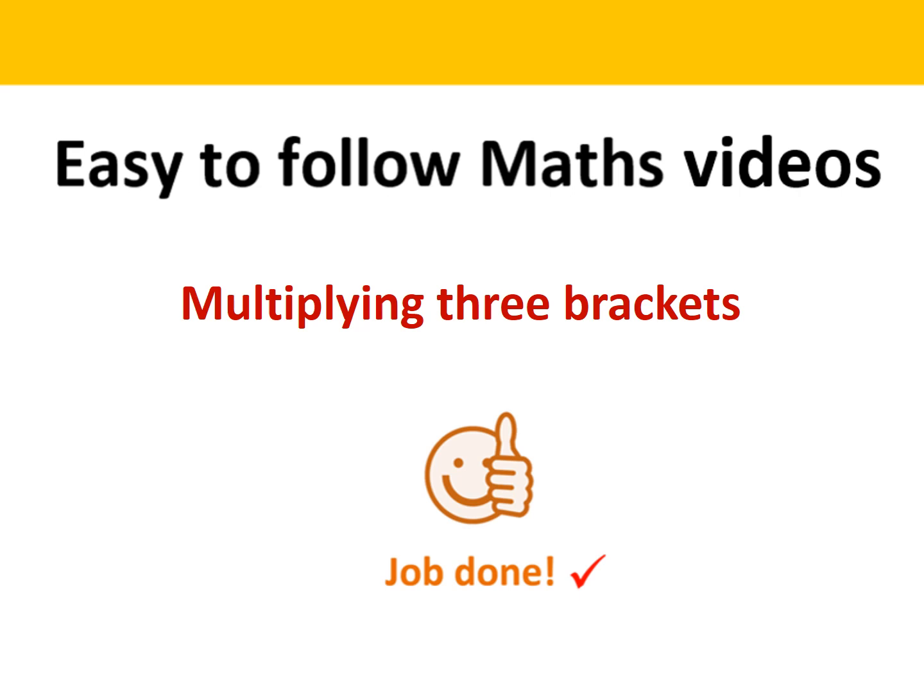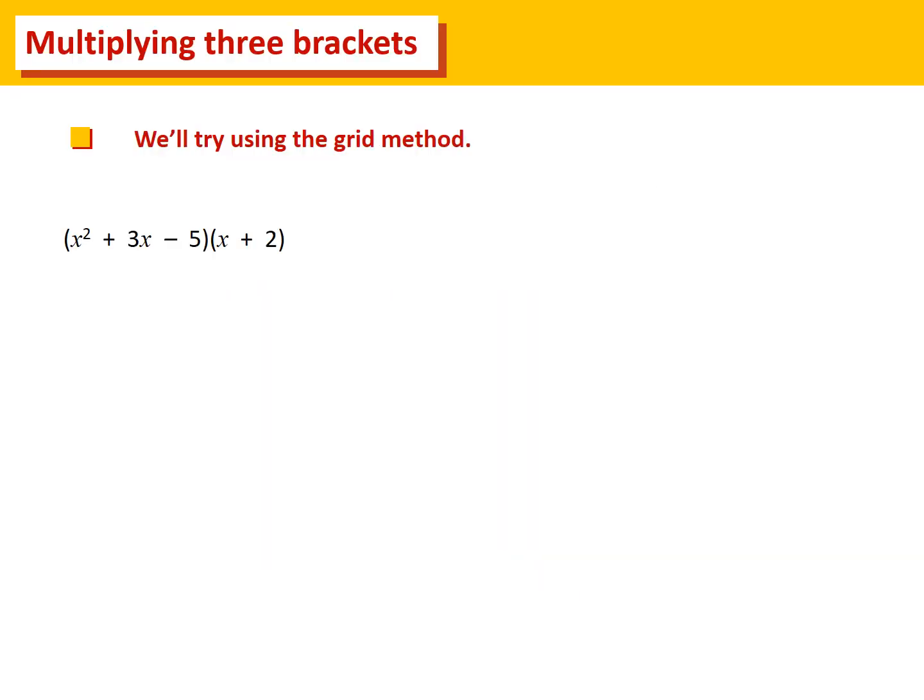And here's an easy to follow maths video, and the topic is multiplying three brackets. So imagine we've got two brackets. You might think it's strange that we're multiplying out three, but we've only got two. It's because this first bracket has got three terms in it, which is the form you're going to have when you are multiplying out three brackets.